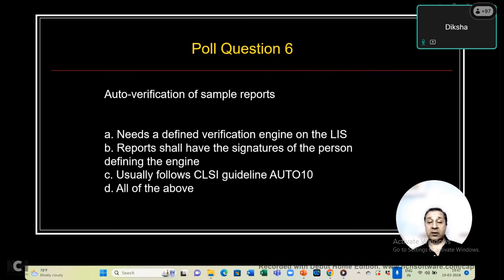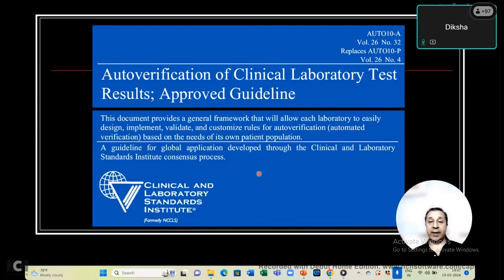And the answer to this question is actually all of the above, because all of these are required to ensure that auto verification of the results can happen. Now, this is the CLSI guideline, which is the AUTO10 guideline approved by the Clinical Laboratory Standards Institute. And as per this, you are able to define your entire activity of setting up the auto verification engine.